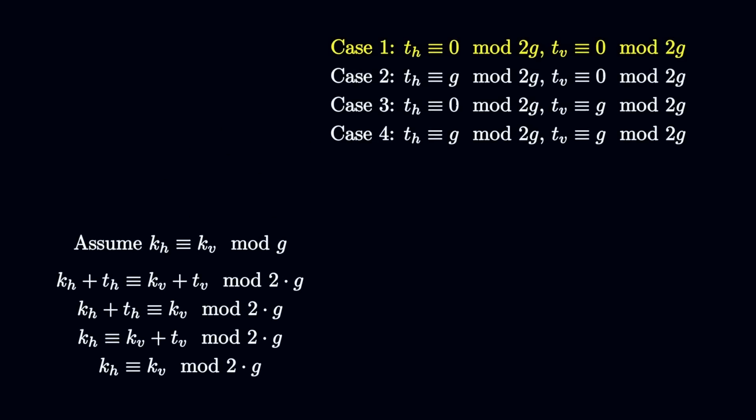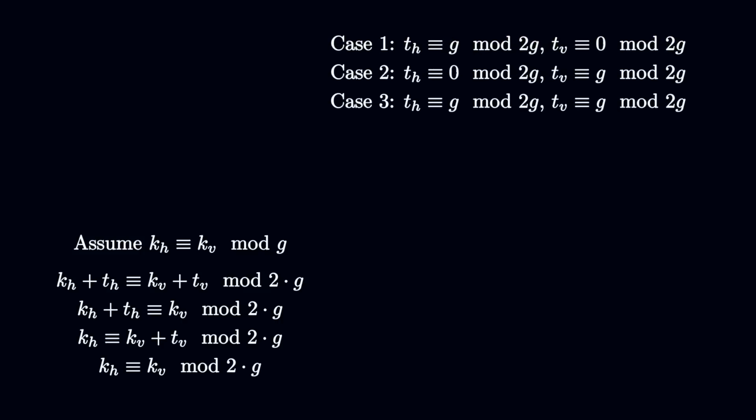This case is actually impossible, because if they're congruent to 0 mod 2g, that means each of our numbers is a multiple of twice their greatest common factor. But if they're both multiples of 2g, then 2g must be a common factor of the 2 periods, and since 2g is greater than g, g can't be their greatest common factor. So that leaves us with 3 other cases to consider. Either one of our periods is congruent to g and the other 0, or both are congruent to g. All of these cases can be pretty easily shown to be possible.